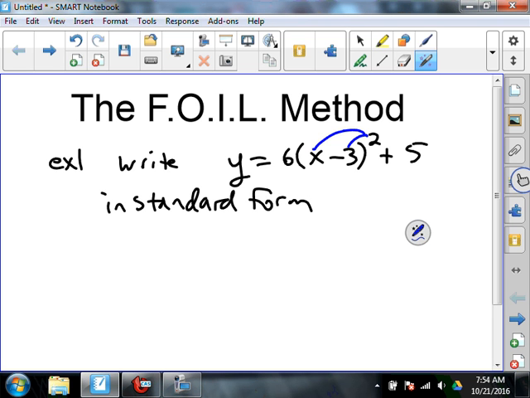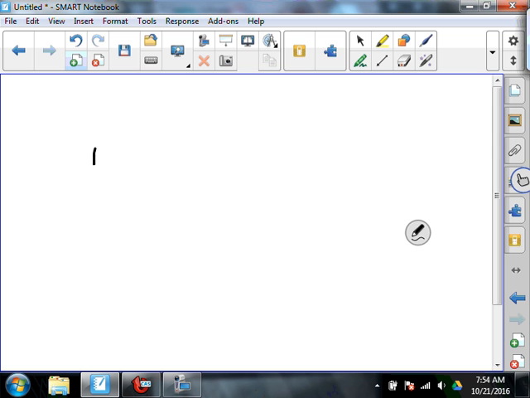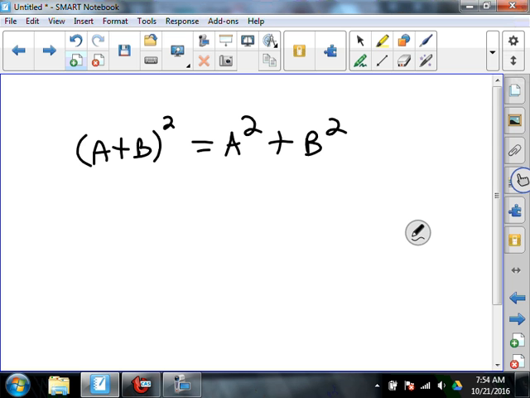So let me be real clear about this. There is no exponent rule that says a plus b, the quantity squared, is a squared plus b squared. That rule does not exist. People make it up. I don't know what kind of stuff they think they're pulling. But that is not true.